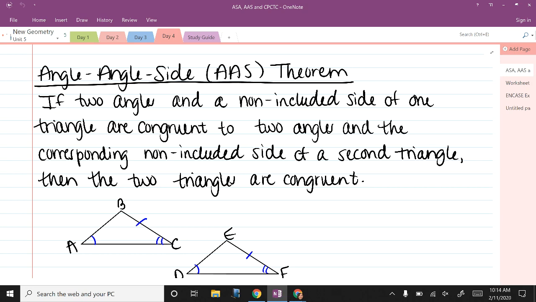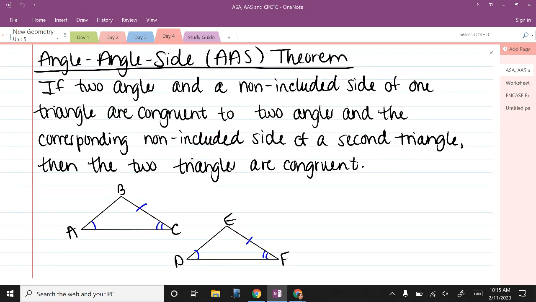All right? So if you have two angles and a non-included side of one triangle congruent to two angles and a corresponding non-included side of a second triangle, then the triangles are congruent. So if you can see on these triangles, A, B, C, and D, E, F down here, angle A and angle D are congruent to each other, angle C and angle F are congruent to each other, and side BC is congruent to side EF. All right, so the side is not between the two angles.